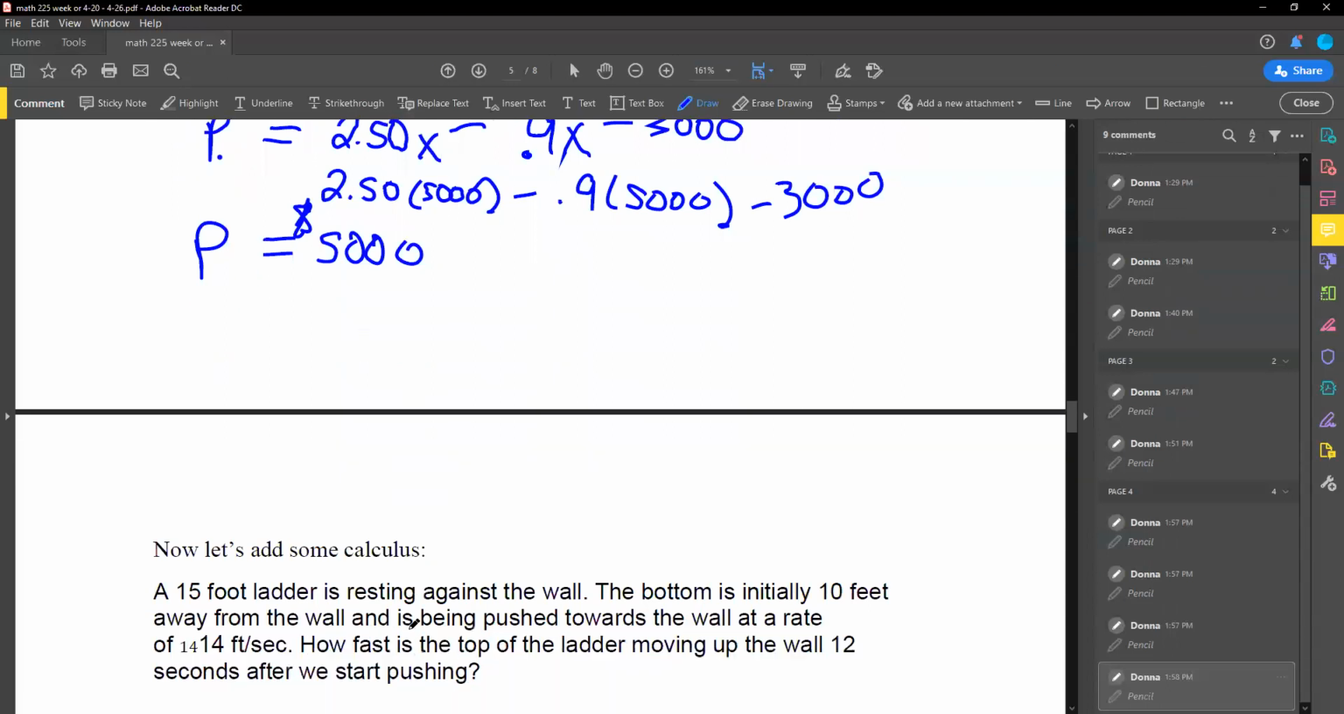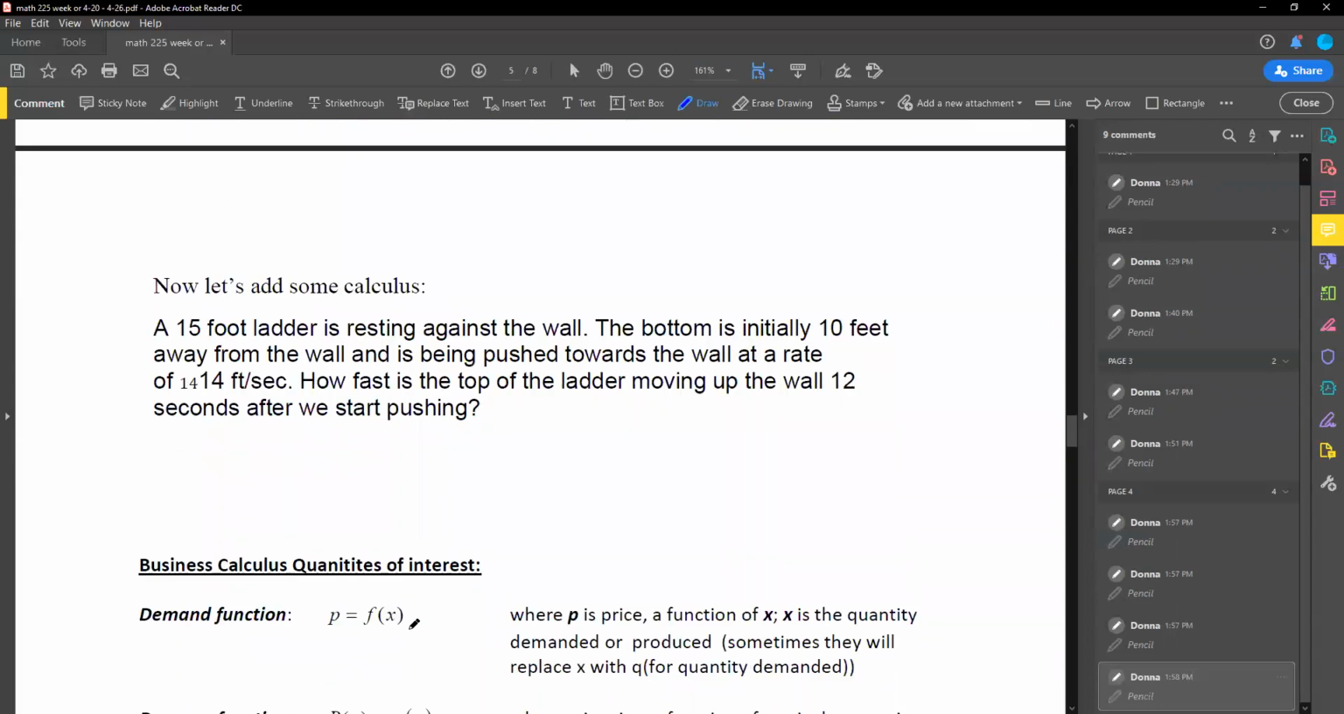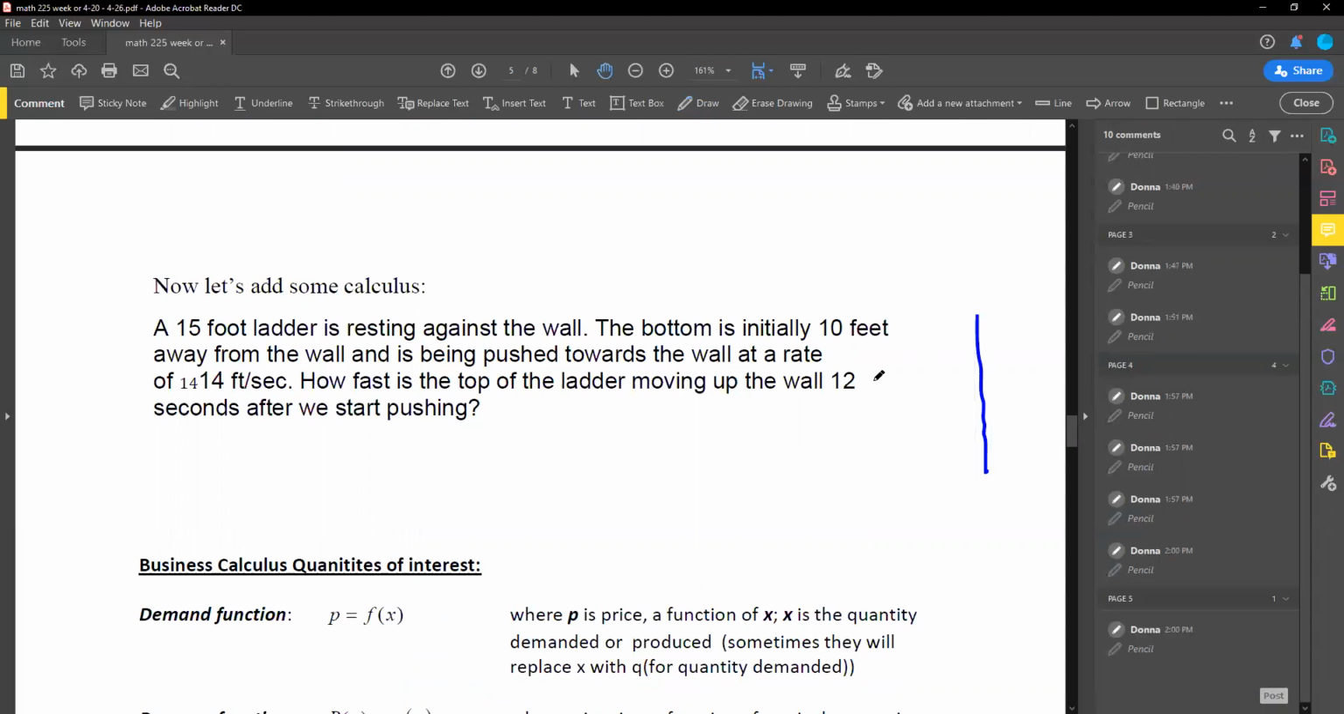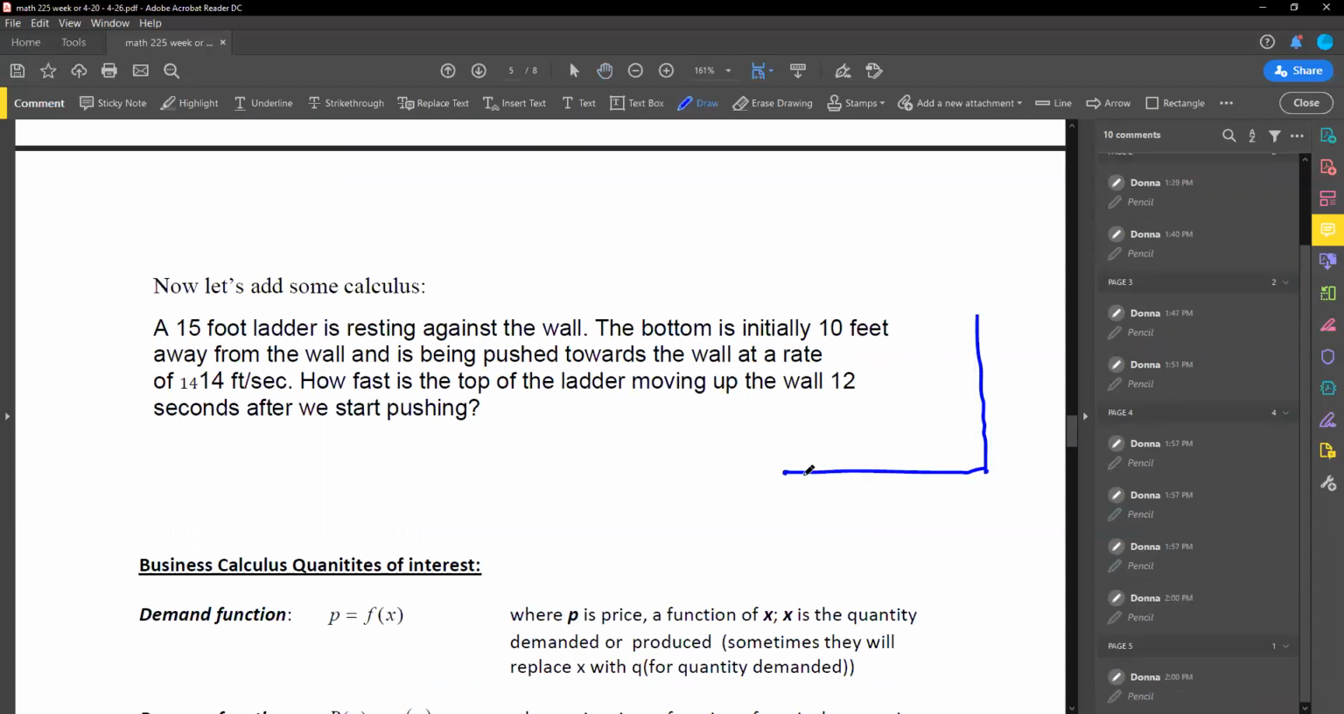Okay, so now we're going to add some calculus. We're going to set up this problem without solving it. It says a 15-foot ladder is resting against the wall. So this is one where I definitely want to draw a picture. Now, if it's not changing, it's not a variable. Like a ladder that's 15 feet, that's not changing. The length of that ladder is 15. The bottom is initially 10 feet away from the wall. So this is changing. Initially x is 10, but we're not going to plug it in because it's changing.